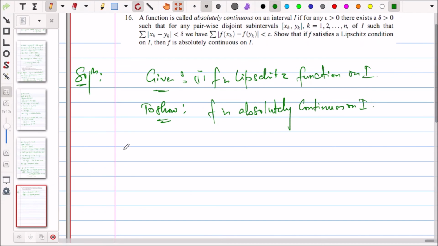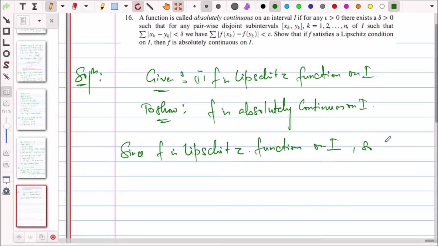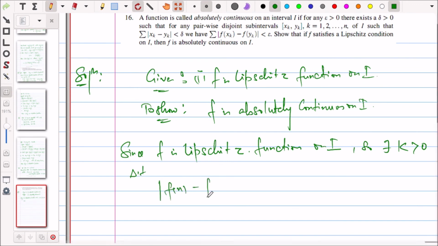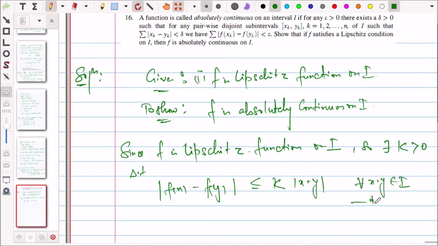So since f is a Lipschitz function on I, there exists a Lipschitz constant k greater than 0 such that |f(x) - f(y)| is less than or equal to k times |x - y| for all x, y belonging to I. So mark it as star.